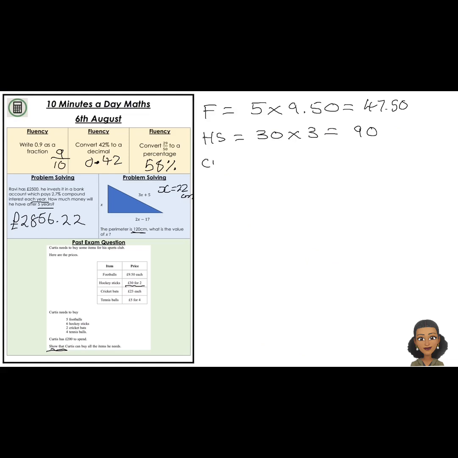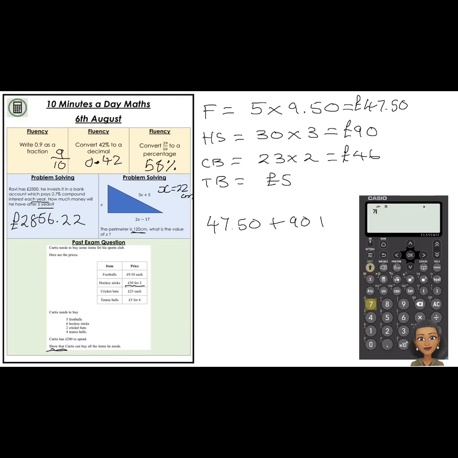Then the cricket bats are £23 each, and he needs 2. So that's 23 times 2, which equals 46. And then the last one is 4 tennis balls, and here we can see it's £5 for 4. So that means he's just spending £5. So if we look at all of the amounts that we've got, our final step will be to add them all together. So you're going to have the £47.50 plus 90 plus 46 plus £5.